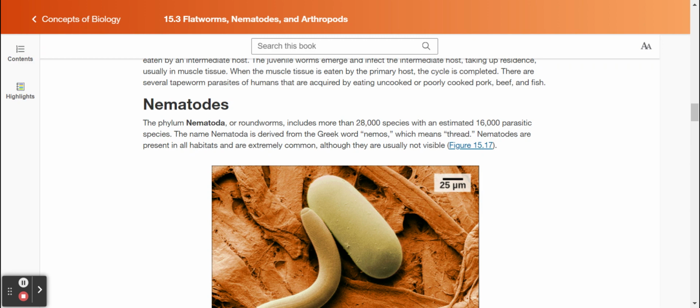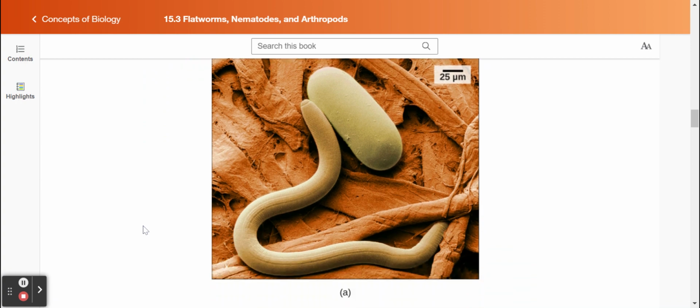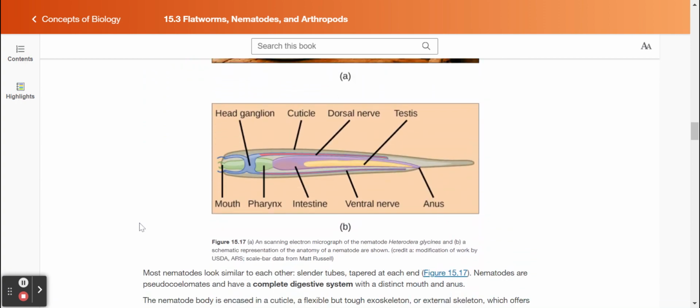Nematodes. The phylum Nematoda, or roundworms, includes more than 28,000 species, with an estimated 16,000 parasitic species. The name Nematoda is derived from the Greek word nemos, which means thread. Nematodes are present in all habitats and are extremely common, although they are usually not visible. Figure 15.17 shows a scanning electron micrograph in A and a representation of the anatomy in B of a nematode.